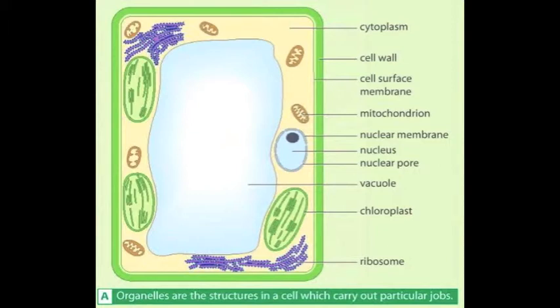Chloroplasts contain the chemical chlorophyll, which makes plants green. Chloroplasts are found in the cytoplasm of cells in the green parts of a plant. Photosynthesis happens inside the chloroplasts. You would not find chloroplasts inside root cells because they are underground and do not photosynthesize.